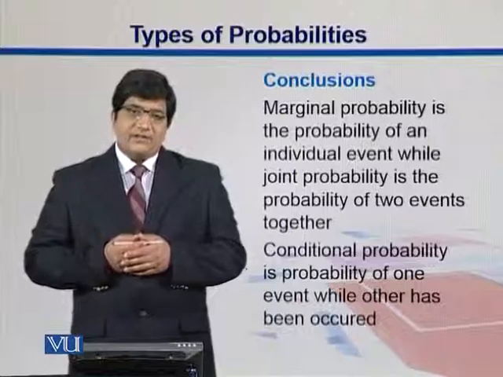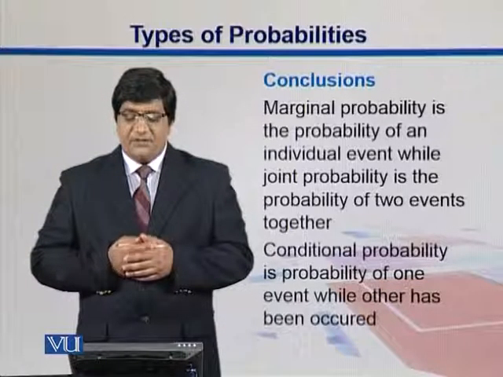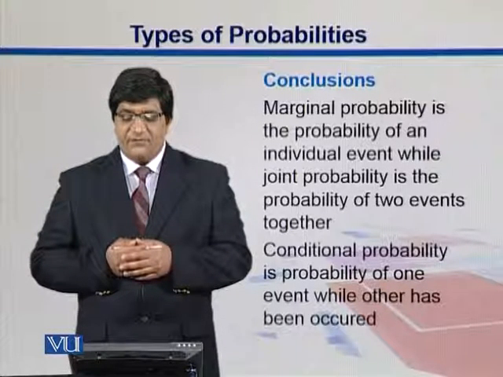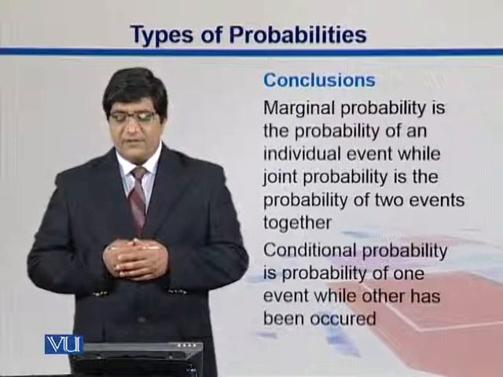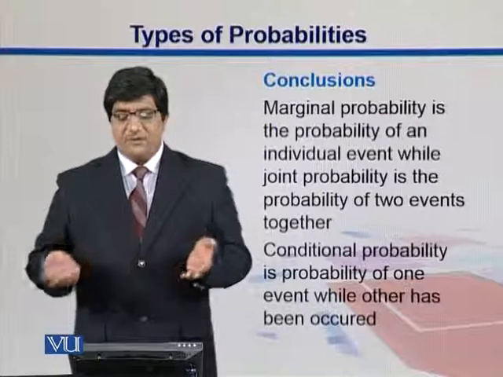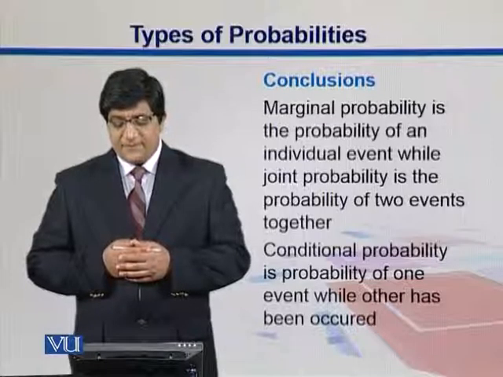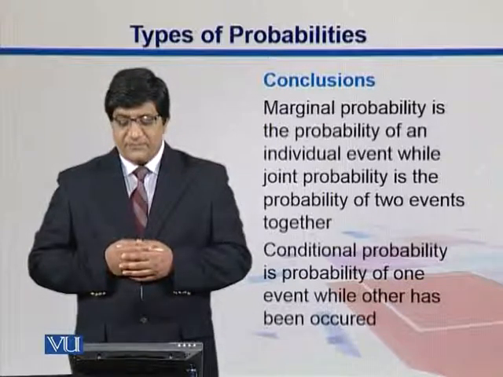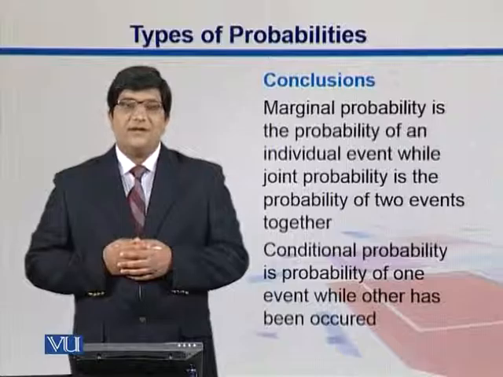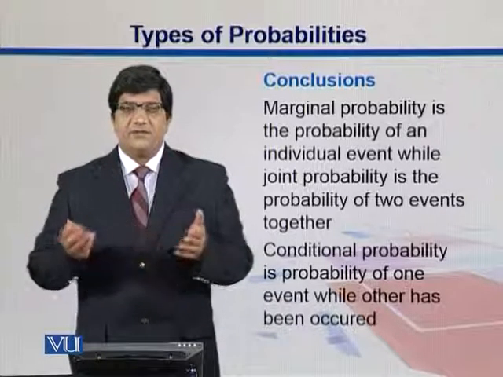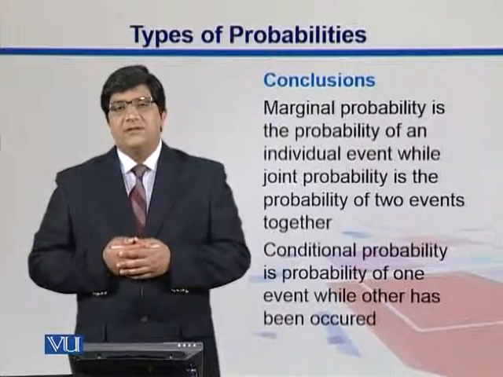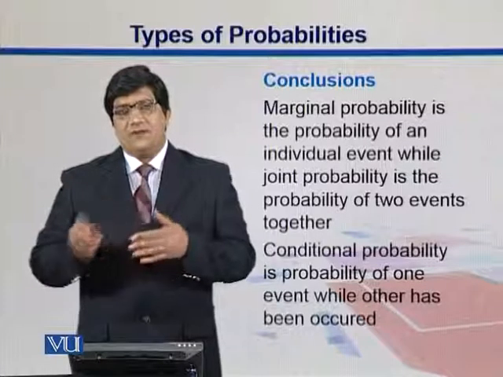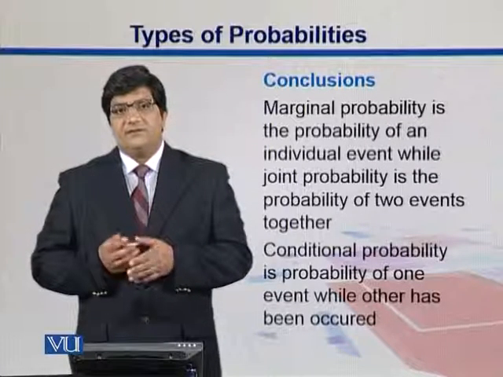In this section we have seen that marginal probability is the probability of an individual event, while joint probability is the probability of two events occurring together, and conditional probability is the probability of one event while the other has occurred. And for independent events we have seen that the occurrence of one event does not influence the other one.